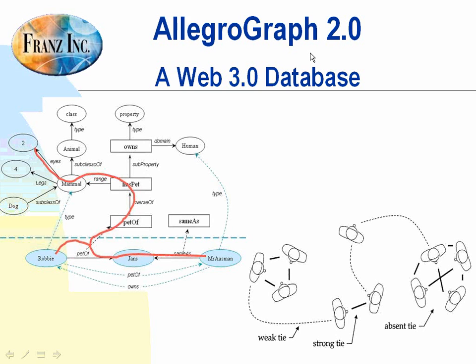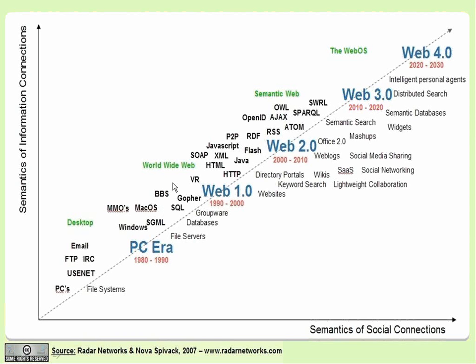My marketing colleagues at Franz want me to call this AllegroGraph database a Web 3.0 database, and I hate hype words, and I resisted in the beginning. And then they showed me this picture by Nova Spivak, and my screen is frozen. How do I get to the next screen? It's down. Okay, so this is a picture that he recently published where he shows some progress or some trends on the web and in computing technology.